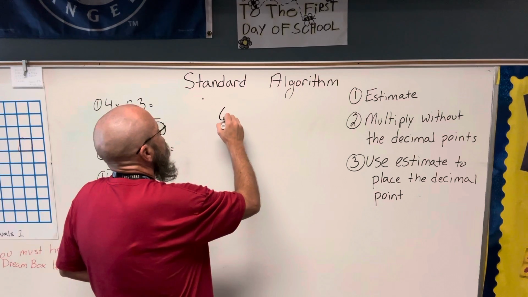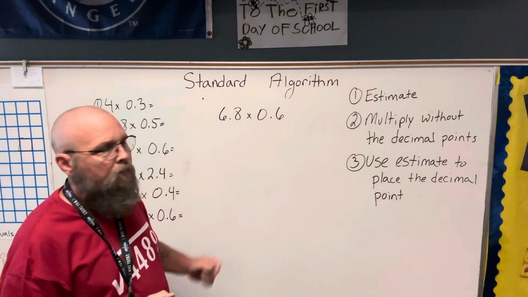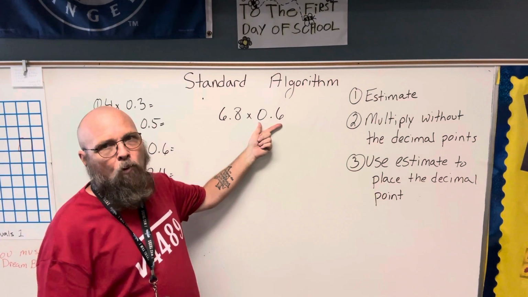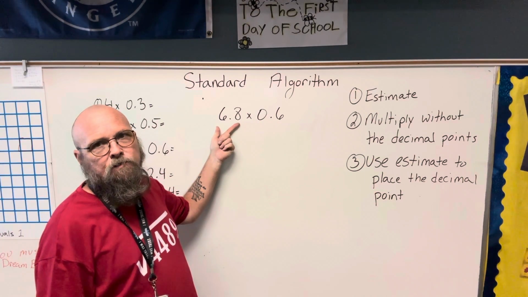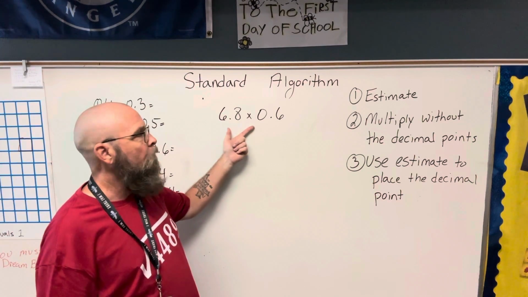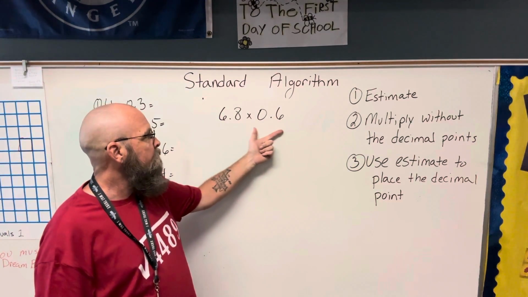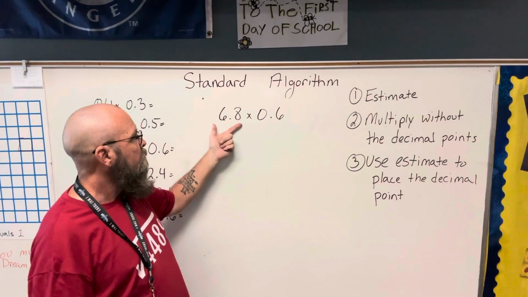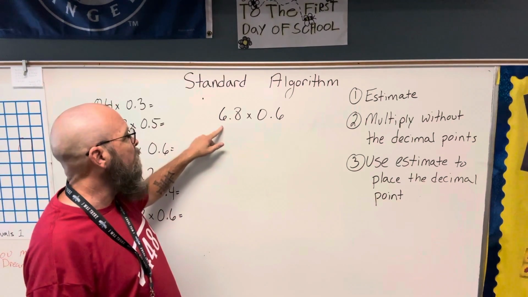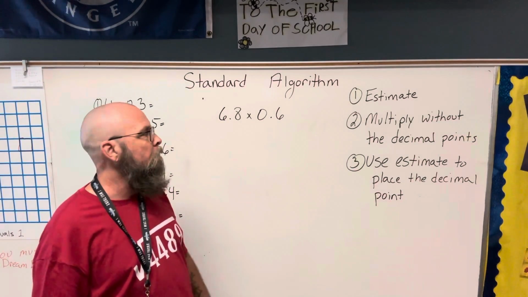6 8/10 times 0 6/10. All right, again, I'm multiplying 6 8/10 by something less than 1. If I'm multiplying by less than 1, that means my answer is going to go down. It's going to be less than 6 8/10 because I'm multiplying by less than 1. Now 6/10 is more than a half, so it's going to be more than half of this, which would be 3.4. So it's a little more than 3.4.